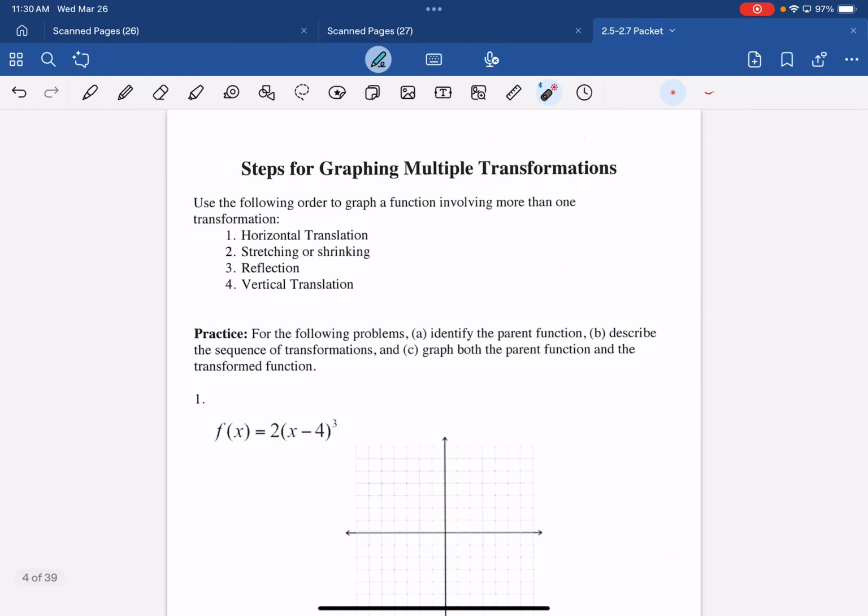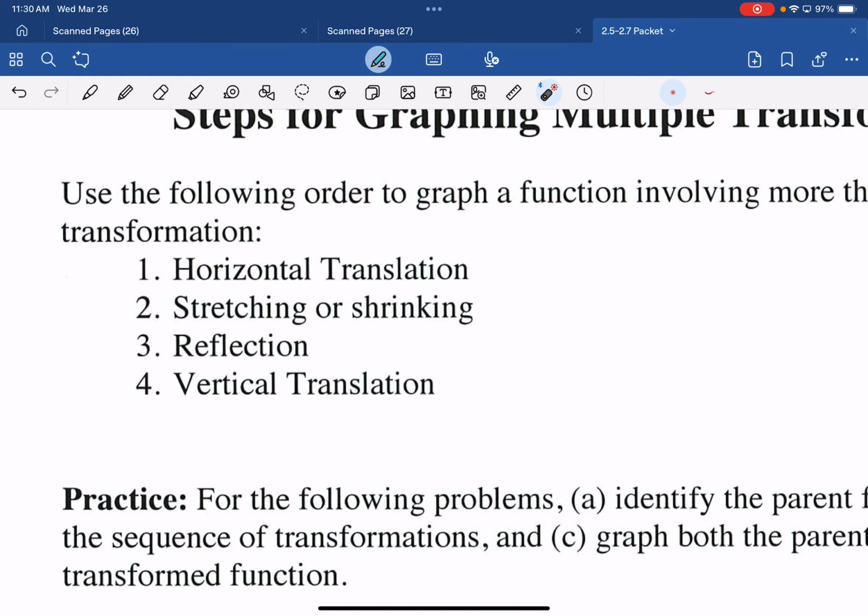All right, so that's all of them in general. Let's actually put this into practice. Up top on this next page, I gave you the best order to think about each transformation. The first thing you're probably going to want to think of is horizontal. That's always the first one. Then we'll look at if it's going to stretch or shrink. Then we do reflection, and we do a vertical translation last.